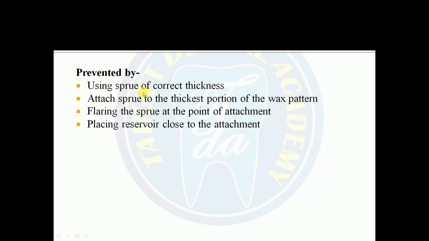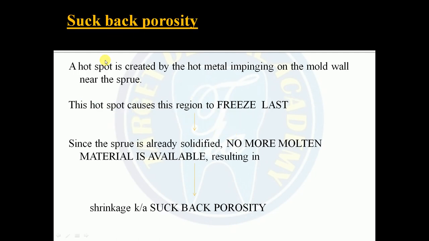It can be prevented by using a sprue of correct thickness, attaching the sprue to the thickest portion of the wax pattern, as I have already told you at the beginning, flaring the sprue at the point of attachment, and placing a reservoir close to the attachment. Coming on to suckback porosity: a hot spot is created by the hot metal impinging on the mold wall near the sprue. This hot spot causes the region to freeze last, by which time the sprue is already solidified and no more molten metal is available, which results in shrinkage or suckback porosity.